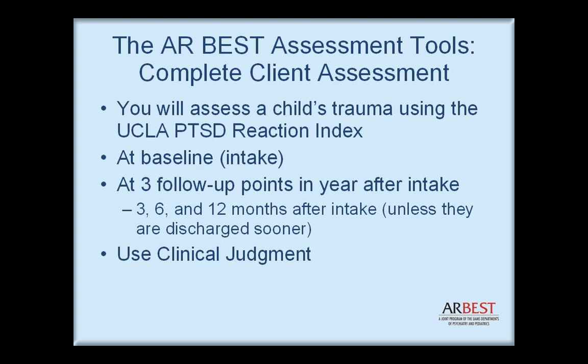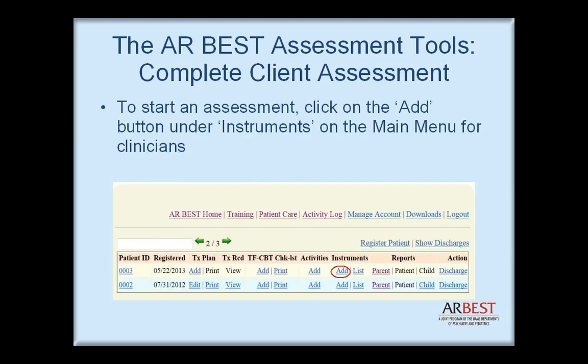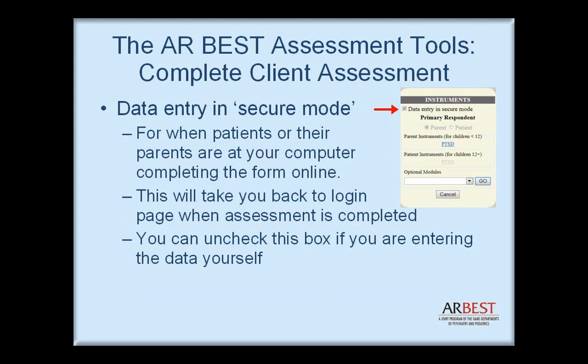Okay. So to add a UCLA, you are going to look under the instruments column. I'm going to try to use this pointer here, and hopefully you all can see this. Under the instruments column, you'll click Add, and we'll see what the next page looks like. You will see this little window that pops up, and this is sort of your portal to enter a UCLA.